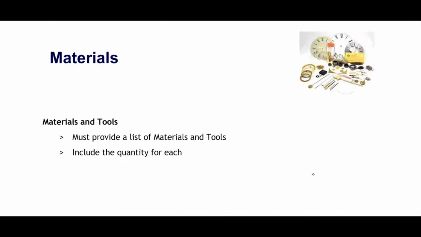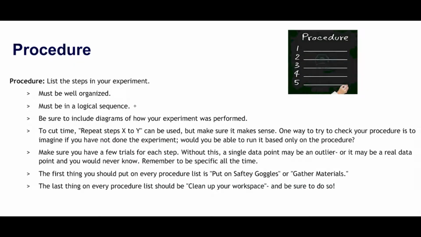Okay, we're going to write a procedure, but before you do that, you must list all the materials and tools that you're going to use and the quantity for each. In your procedure, just make sure it's organized, it's logical, and kind of think of it as if someone else was going to run it, they could run it based on your procedure alone. Make sure you have multiple trials. It's going to be very important that you have several trials. Make sure to include safety procedures in your actual experimental procedure as well.